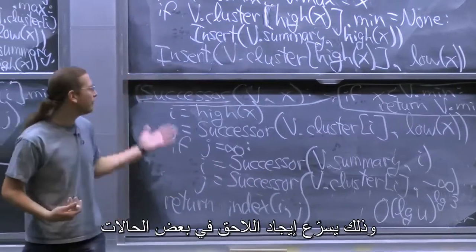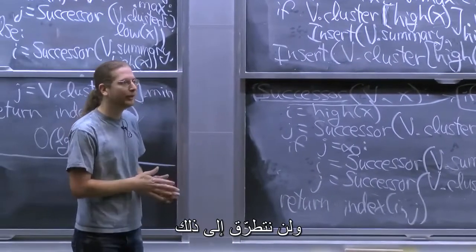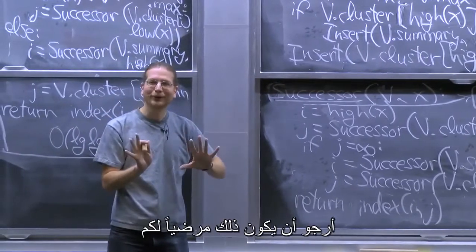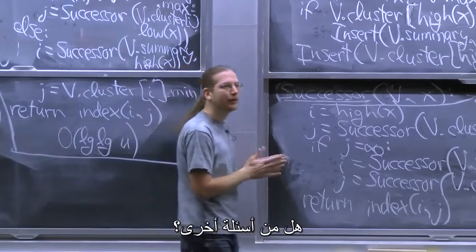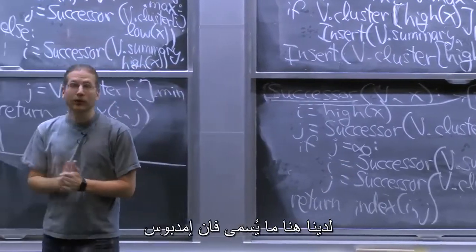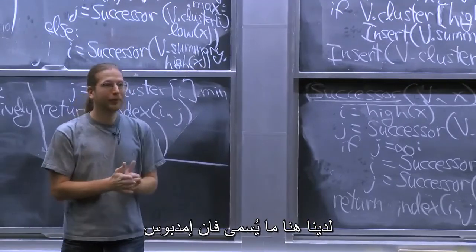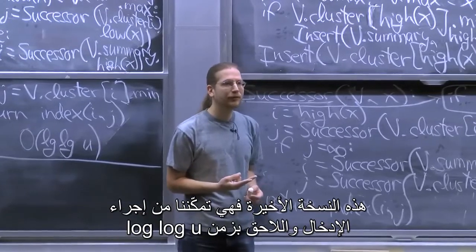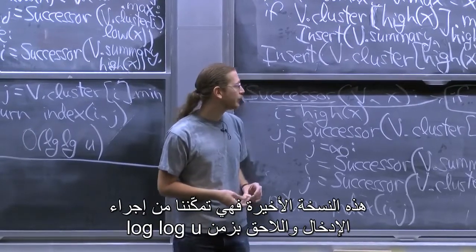So it actually speeds up some situations for successor. We're not exploiting that here. It doesn't help much in the worst case. But now it should be correct. Hopefully you're happy. Any other questions? So at this point, we have what I would call van Emde Boas. This last version, we can do insert and successor in log u time.